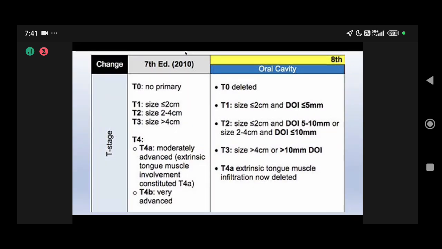As you can see, the tumor which is less than 2 centimeters, which was T1 previously, but now if it has a more depth of invasion, which is 5 to 10 millimeters, is upstaged to T2. If you can see T3, the size was more than 4 centimeters previously. Now the T3 has size more than 4 centimeters, or any tumor of any size with depth of invasion more than 10 millimeters. T4A, which was moderately advanced in AJCC 7, is now removed from AJCC 8 as the depth of invasion takes care of the muscle involvement. The T4B stays.